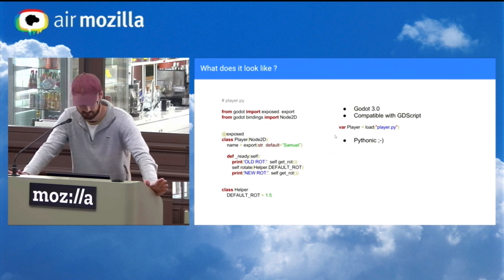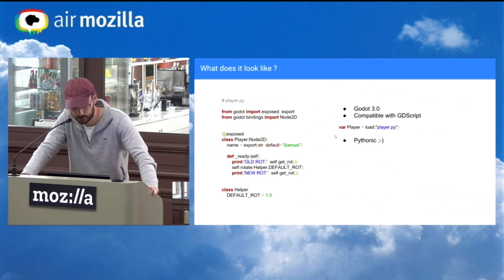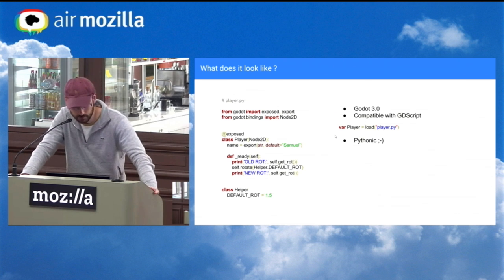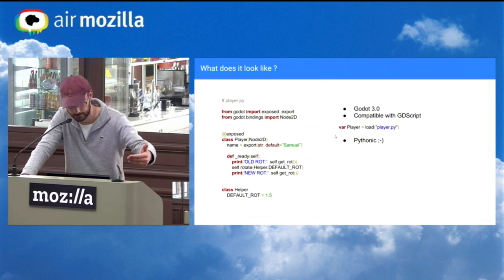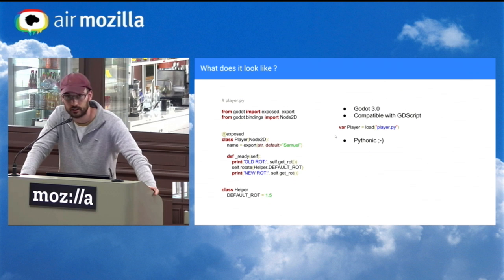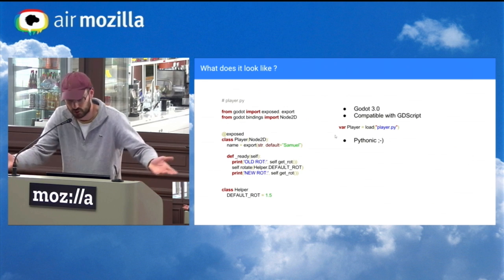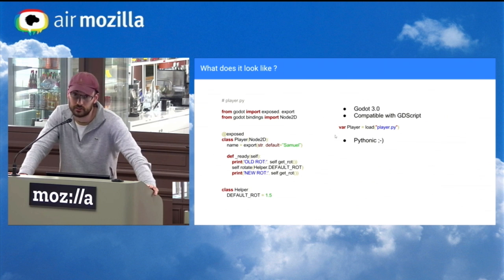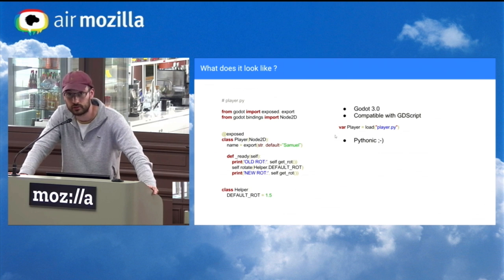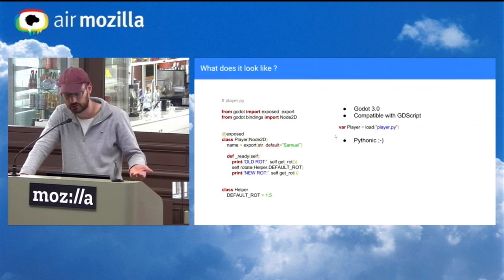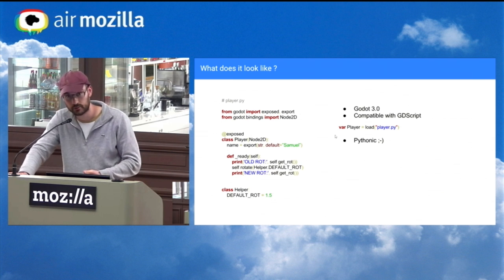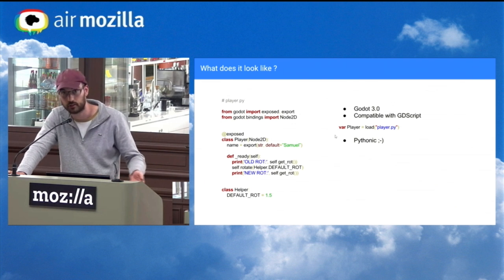Basically it looks really like GDScript. As you can see, there is the export keyword to export variables, and you can use the underscore ready method, just like in GDScript. The only difference is that it's a bit more Pythonic, of course. And it's compatible with GDScript, which means that you can easily load a Python file from GDScript, and it will act just as if it was a regular GDScript.